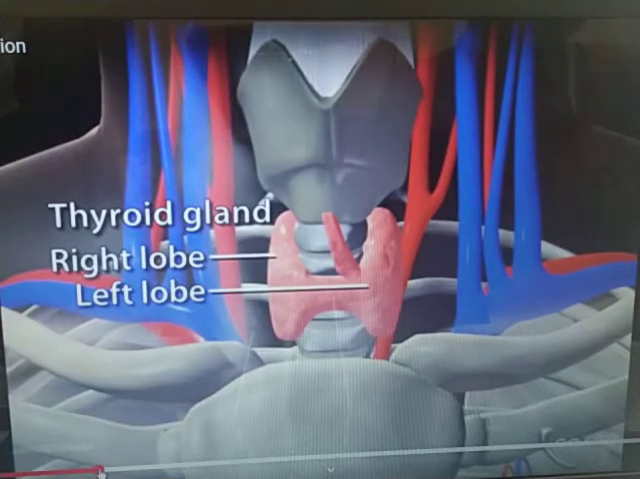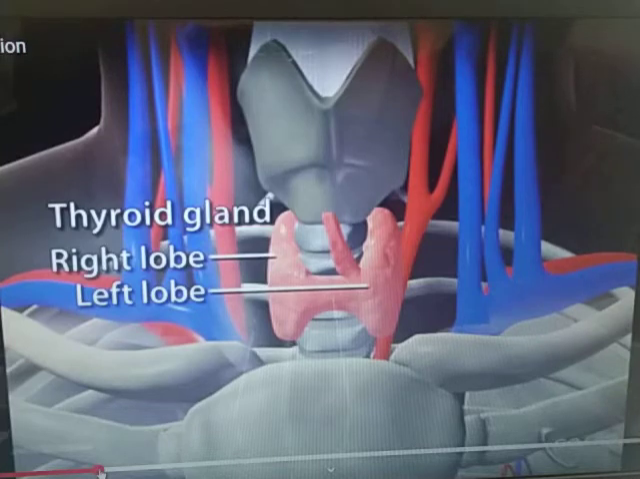The hormone that is secreted by the thyroid gland is thyroxine, which is also known as tetraiodothyronine or T4 hormone. Next we have triiodothyronine, that is T3, and these are secreted by the thyroid follicular cells. Thyrocalcitonin is also a hormone and it is secreted by the C cells. Now, C cells are parafollicular cells.